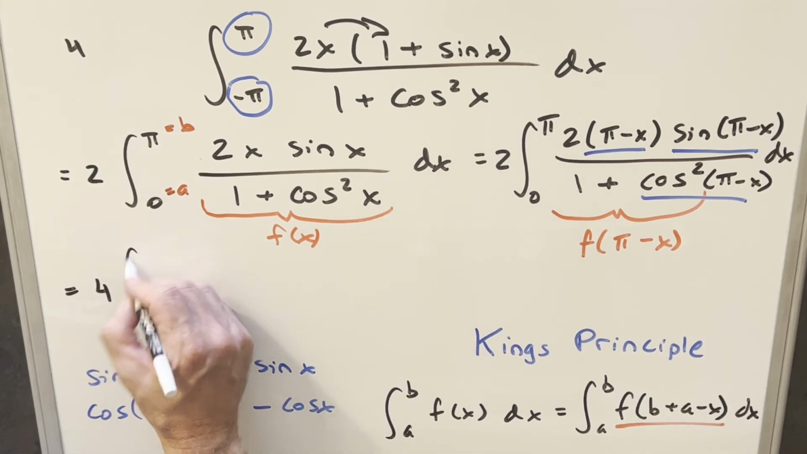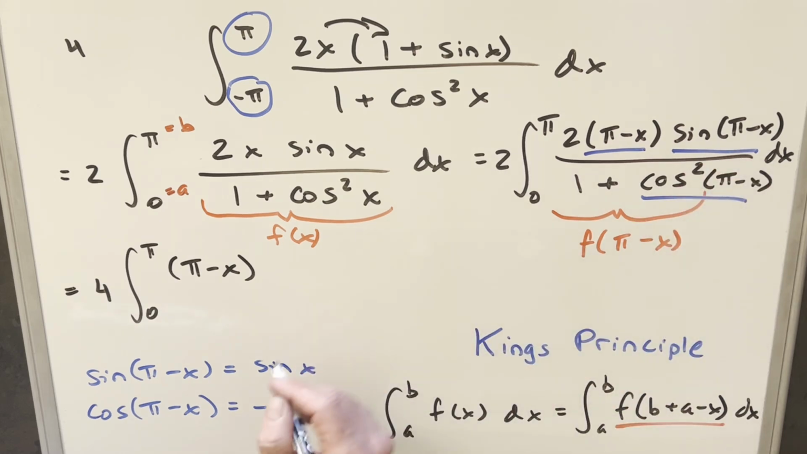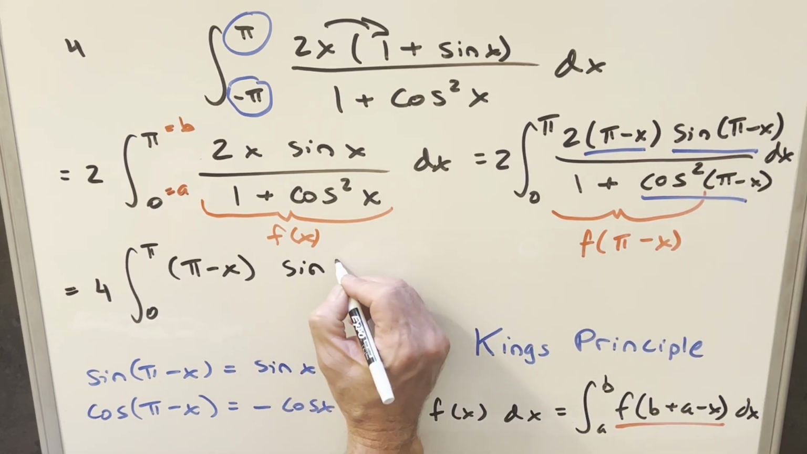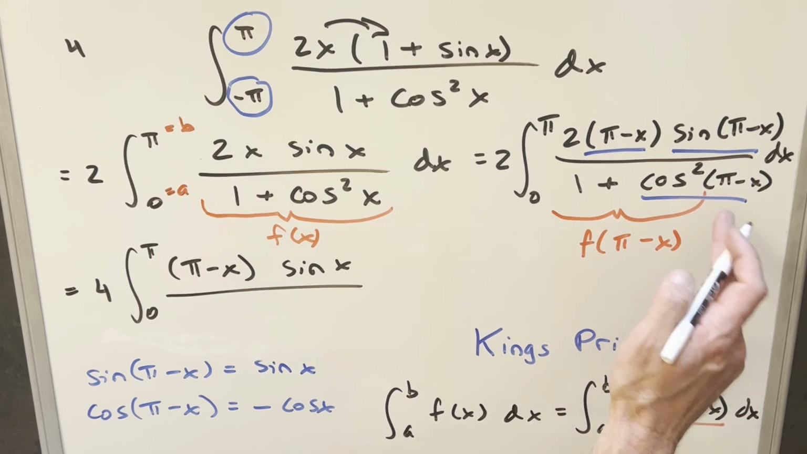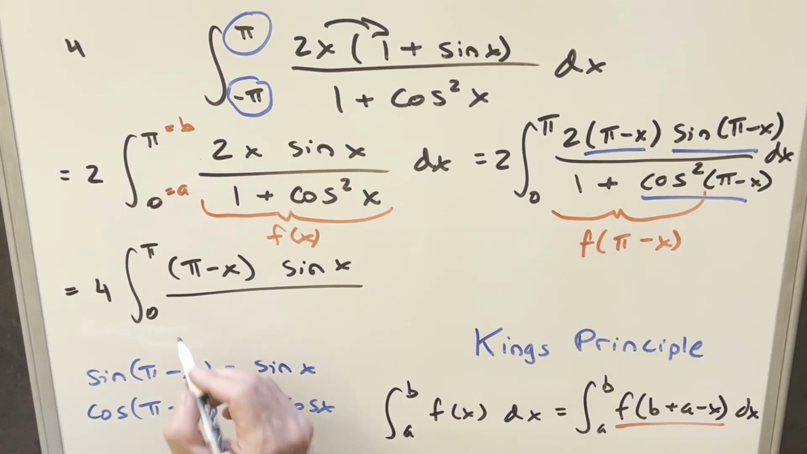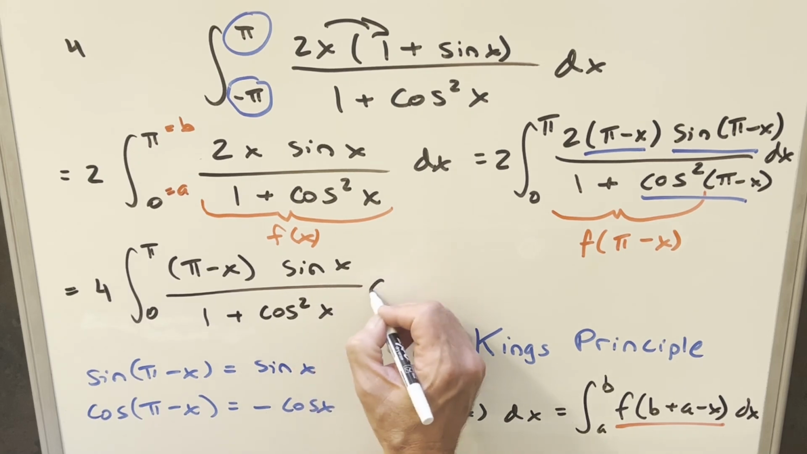in front of the integral. Then I'll leave this pi minus x for now. And again, sine of pi minus x is just going to become sine of x. And then in the denominator, I can basically just turn this back to cosine x, because again, the square is going to wipe out the minus sign, so this is going to become 1 plus cosine squared x dx.